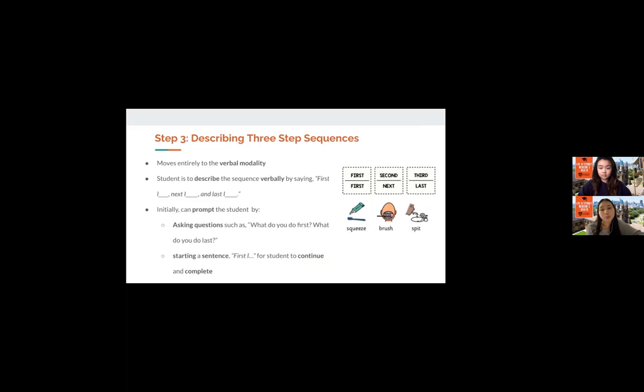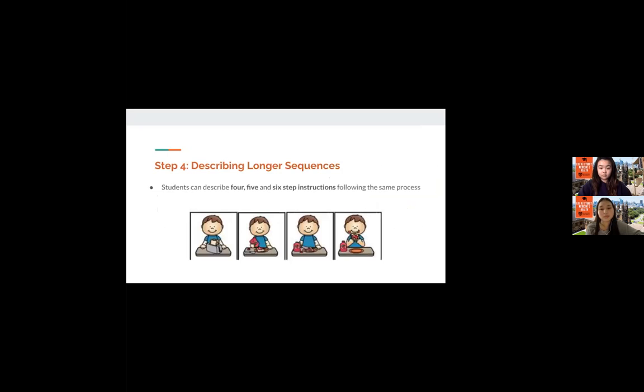Initially, you can provide prompting to support the child. You can use prompting questions like, what do you do first? You can also start a sentence by saying, first, I, and then trail off for the student to complete the sentence. The next step follows the same process, but you can start to move on to 4-step, 5-step, and potentially 6-step instructions, depending on the child's ability.